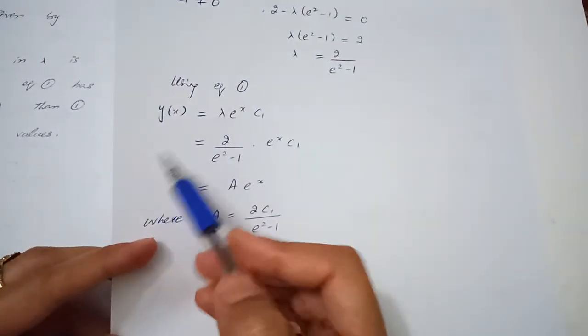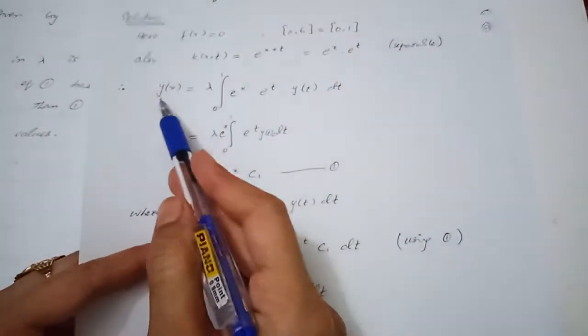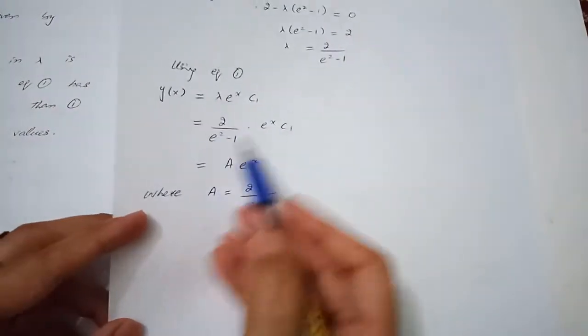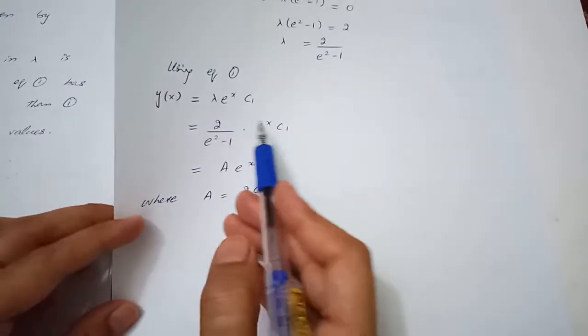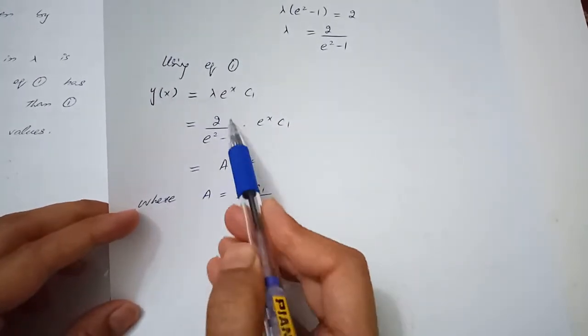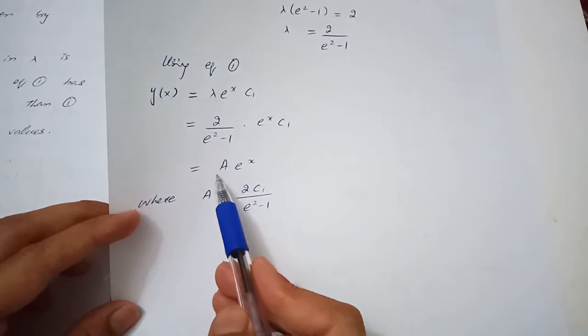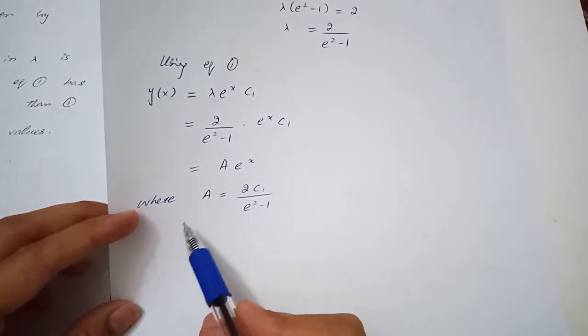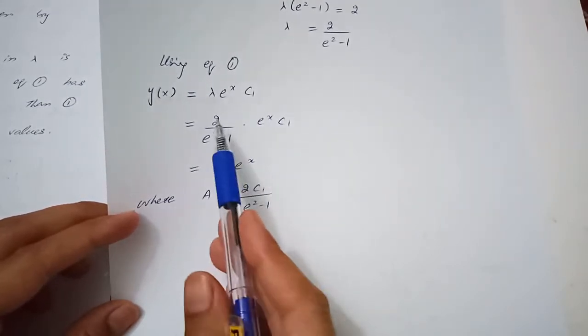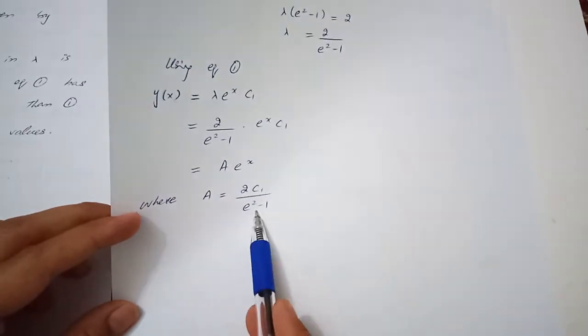So using equation number 1, your equation was y of x is lambda e to the x c1. Just plug in the value of c1 there. After plugging in the value, you can see these are all constants. So you can mark it as some other constant a, where a is 2 c1 over e squared minus 1.